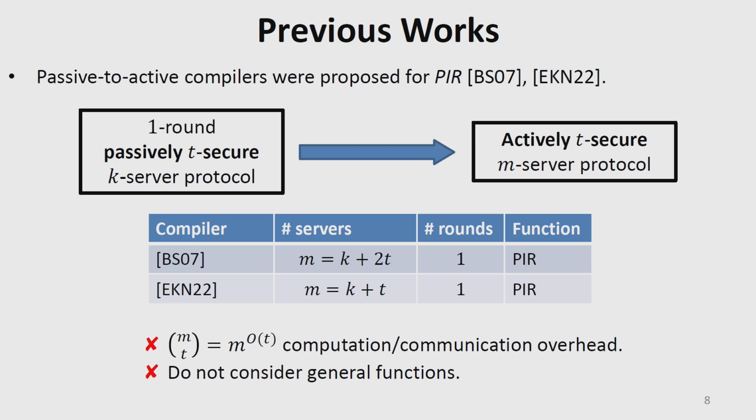However, these compilers are not satisfactory because the client-side computation and the communication complexity overheads are exponential in the number of corrupted servers. Therefore, if the number of corrupted servers grows, then these compilers do not work efficiently. And also, these compilers were only applied to PIR protocols. So then it is natural to ask for a compiler for even more general functions than PIR, such as polynomials or constant depth circuits and so on.